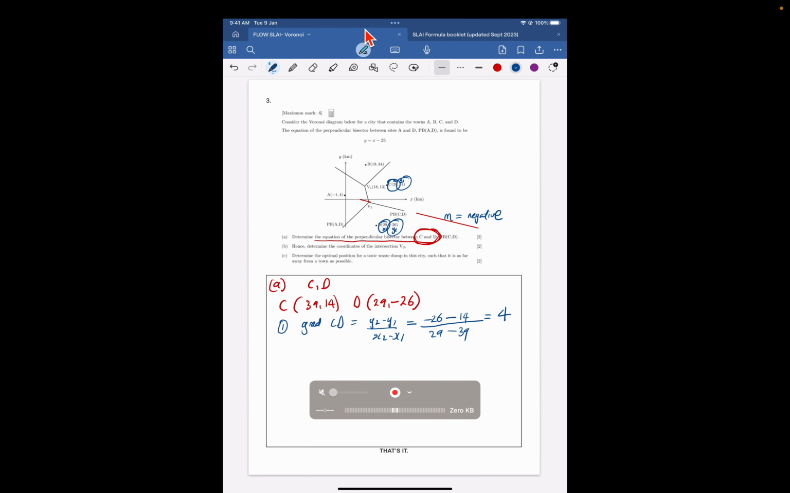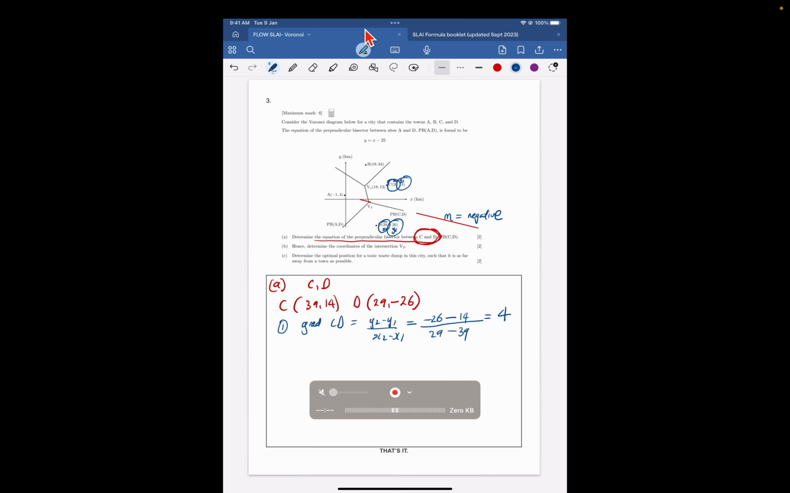Now step 3 is we need to find a point that this line goes through, and this line is a bisector, so it's actually going to go through the midpoint of CD. CD is here, and here is the line we want, and you can see that it's the midpoint. This is the midpoint of CD.